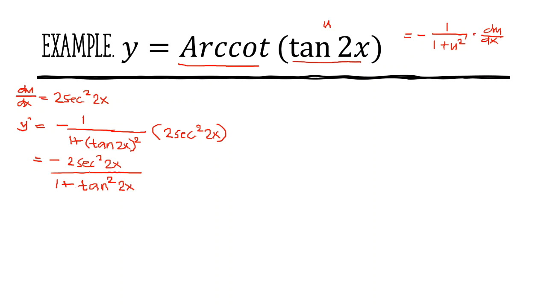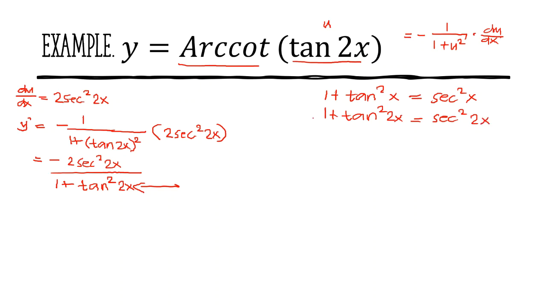So basically, you can already have this answer. However, we can still simplify this by applying some trigonometric identities. If you can recall, our denominator has an equivalent trigonometric identity, which is under the Pythagorean identity. 1 plus tangent squared x is equivalent to secant squared x. In this case, we have 2x, so 1 plus tangent squared 2x is equivalent to secant squared 2x.